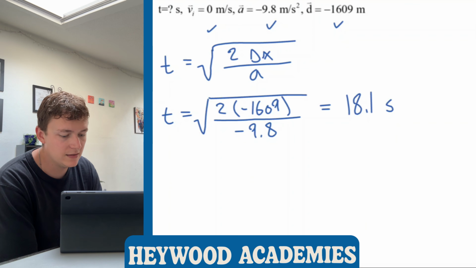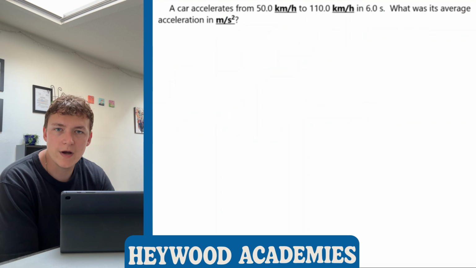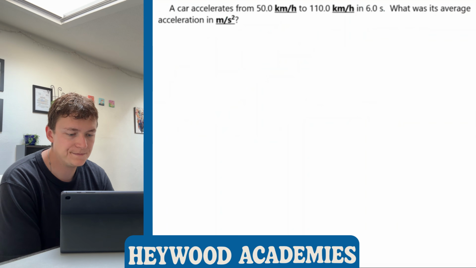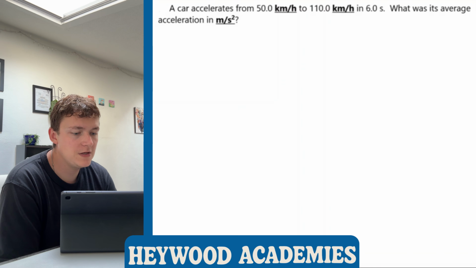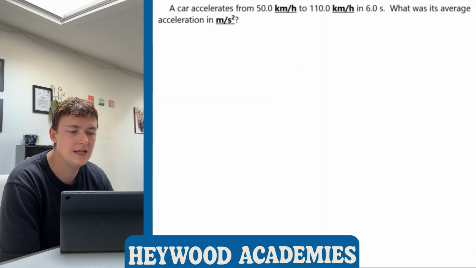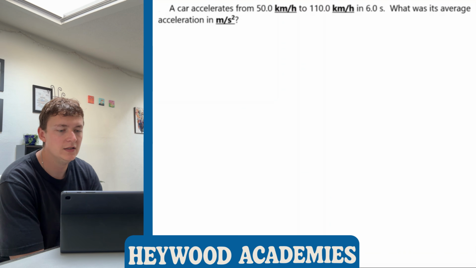And then once you've got a handle on that, now we can move on to some real questions where we've got to actually solve for some stuff. So this one, we have a car which is accelerating from 50 kilometers an hour to 100 kilometers an hour in 6 seconds. What is the average acceleration in meters per second squared?